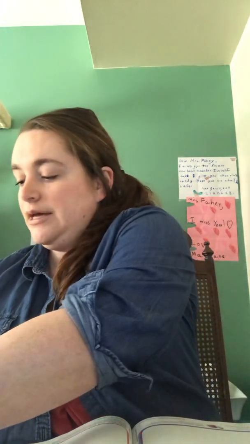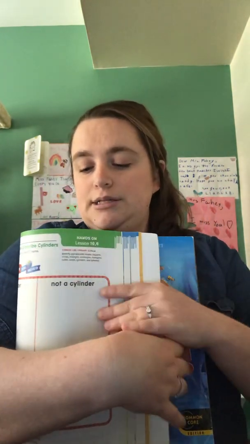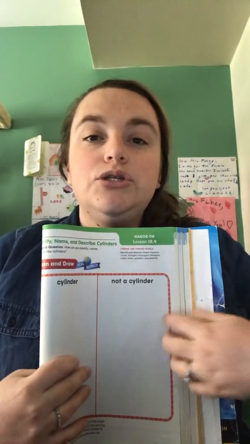So let's start on page 425. And we see our chart. Again, we're going to sort our shapes into cylinder and not a cylinder. So starting with our cylinder, we're going to sort the shapes that are cylinders, not a cylinder. So you're going to want to have your cut out shapes. You can also draw your shapes, although these shapes are a little bit tricky to draw. It may just be easier to have your cut out shapes like I have.